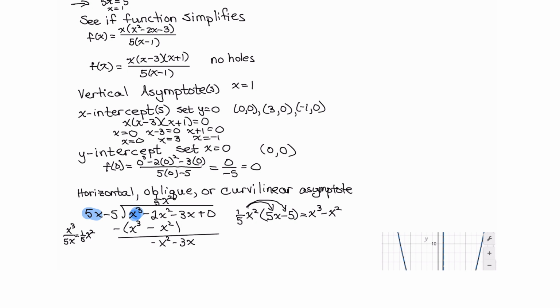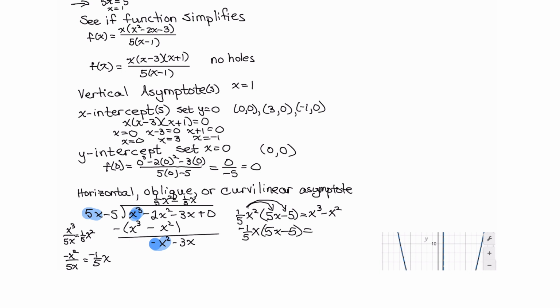We take the first term of what we're dividing into and divide it by the first term of what we're dividing by. So we have a negative x squared divided by a 5x. Simplify, that's negative 1/5 x. We write that in our quotient, negative 1/5 x, and then multiply that negative 1/5 x through the entire divisor of 5x minus 5.